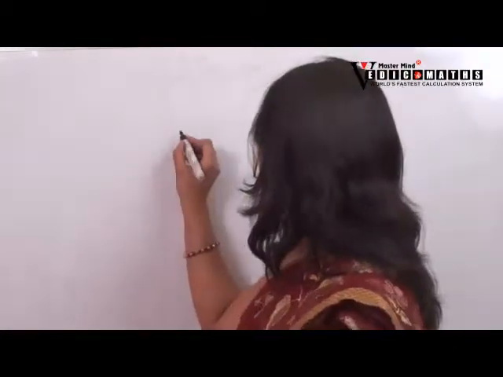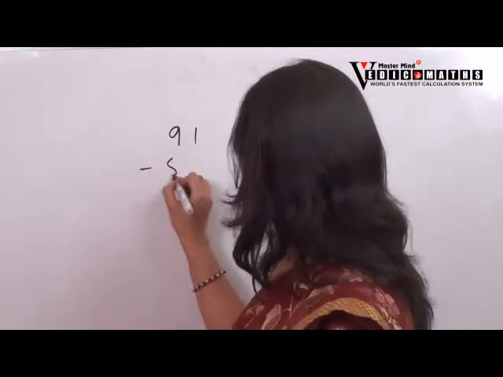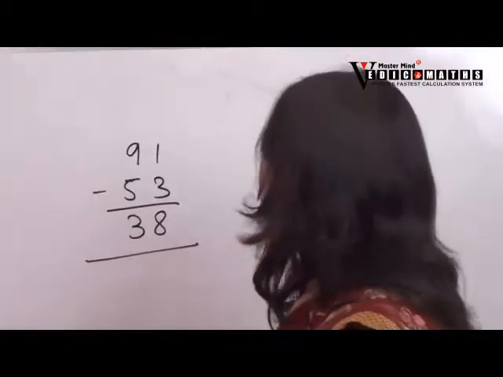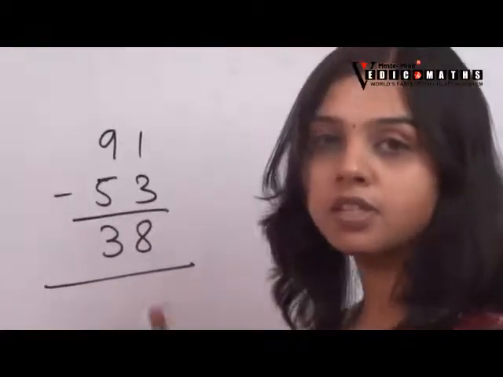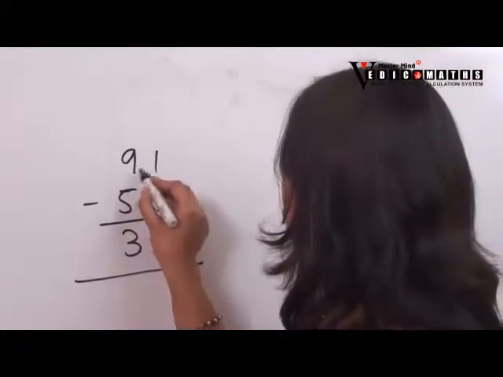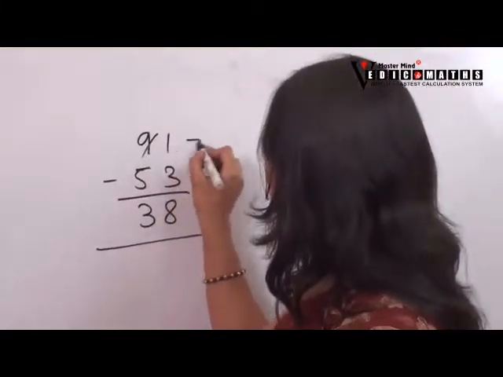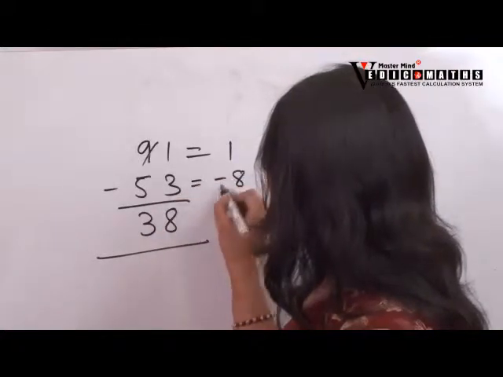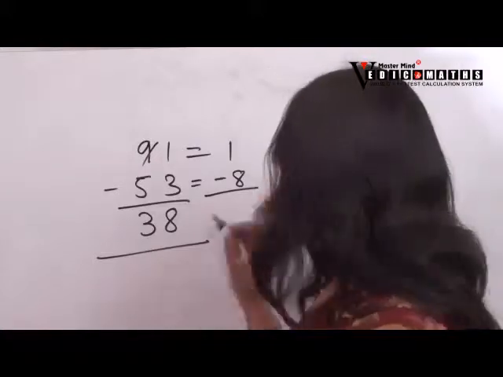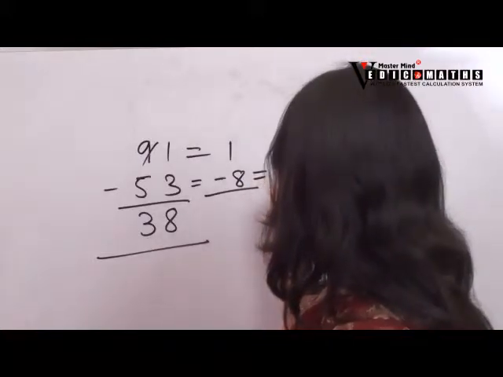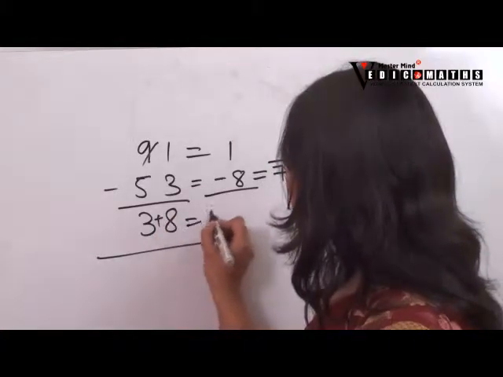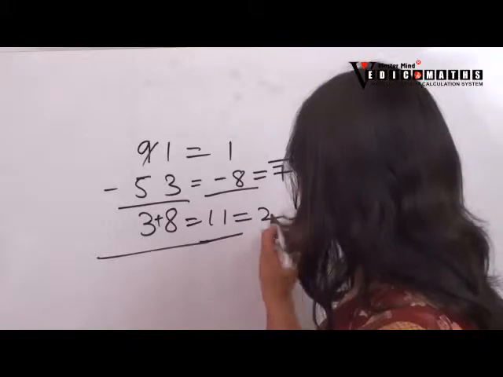Let's verify one answer of subtraction. 91 minus 53 gives 38. Let's check. 9 plus 1, that means only 1. 5 plus 3 is 8. Minus, 1 minus 8 is minus 7. That means 7 bar. From the answer, 3 plus 8 is 11. Again 1 plus 1 is 2.